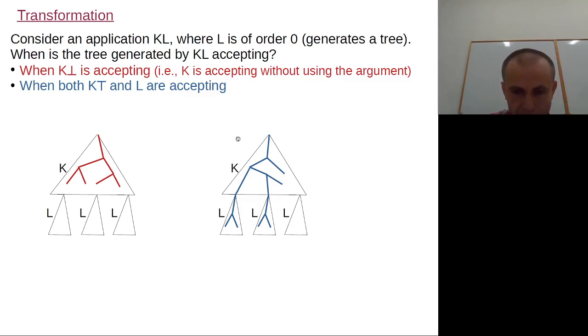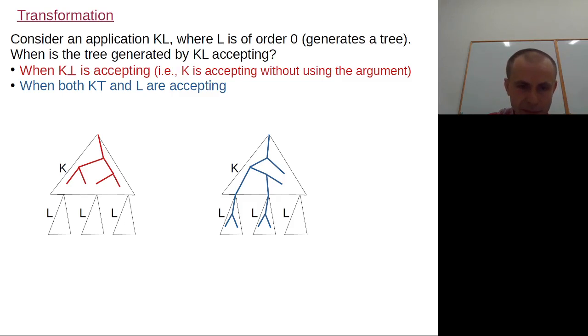So the way we transform the trees is shown here. We have a tree on the left, generated by a term KL, where L is of order 0. So it generates a tree. K takes this tree and can only attach it somewhere. So K is kind of a context to which the tree generated by L is attached.